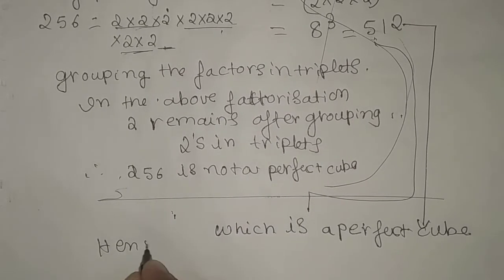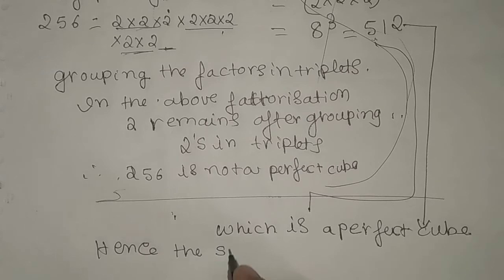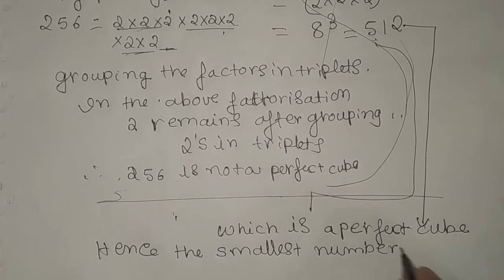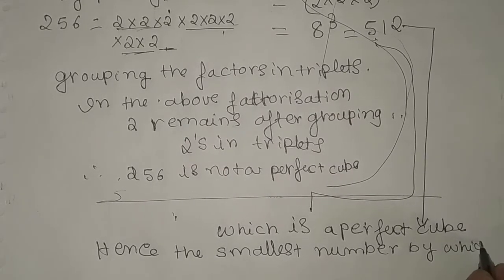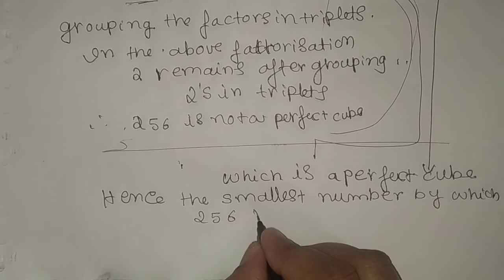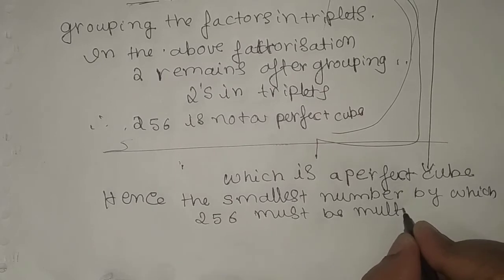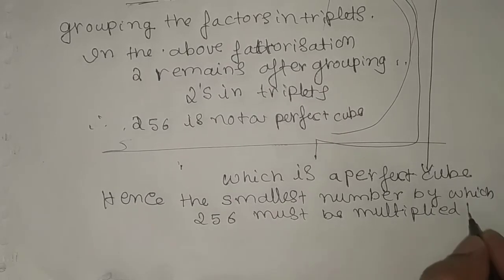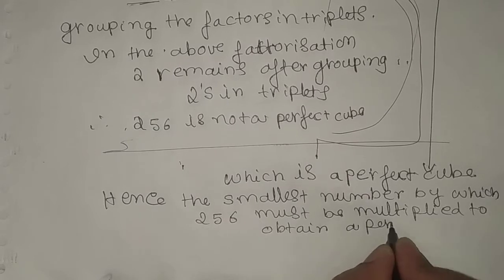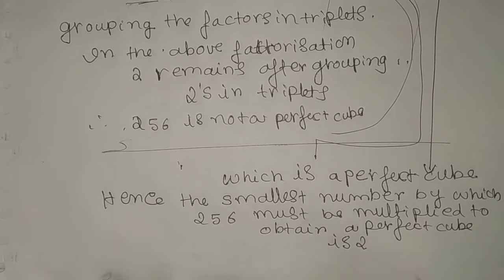Hence the smallest number by which 256 must be multiplied to obtain a perfect cube is 2. Once again I'll explain.